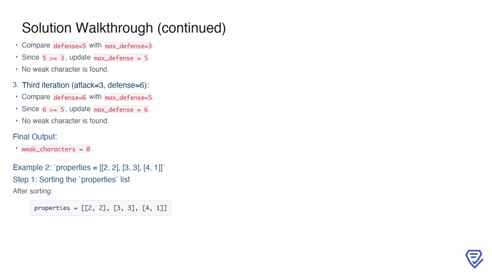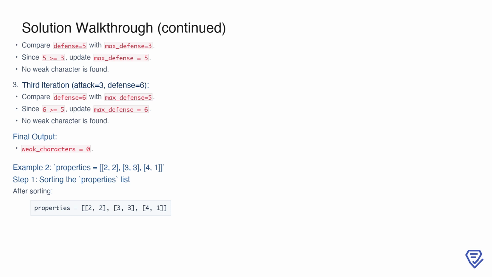In the second iteration, we evaluate the character with attack equals 5 and defense equals 5. Comparing its defense with the current max_defense equals 3, we note that 5 is greater than or equal to 3. As a result, we update max_defense to 5. Again, no weak character is identified here.